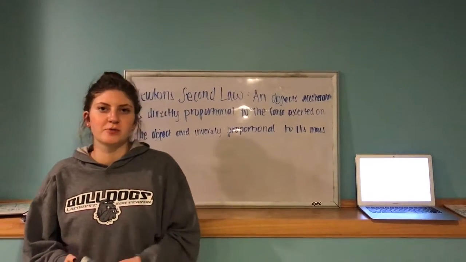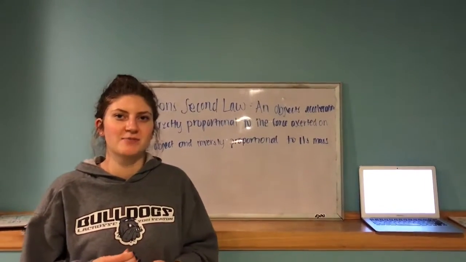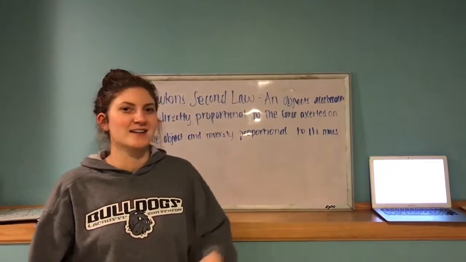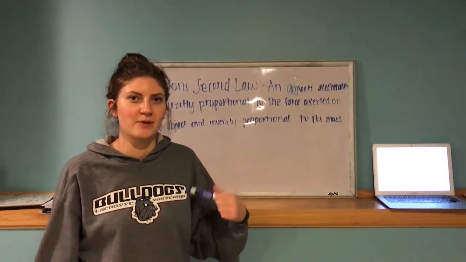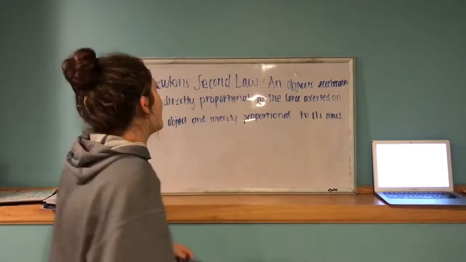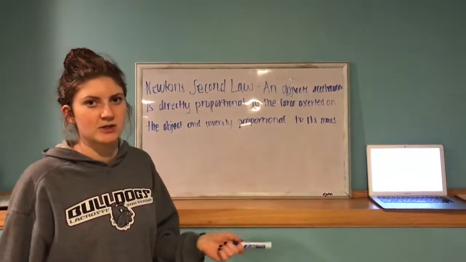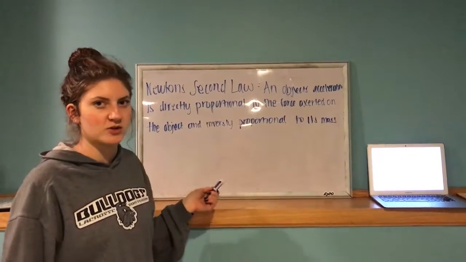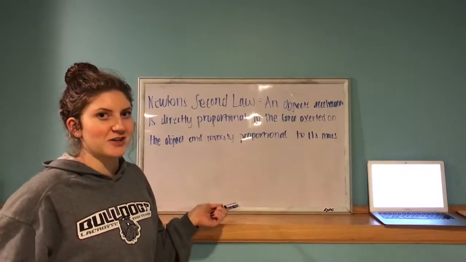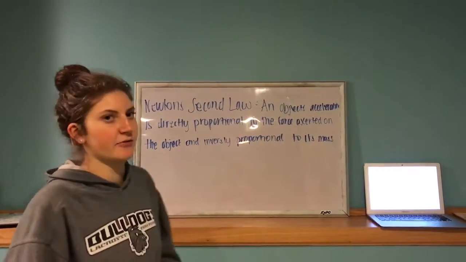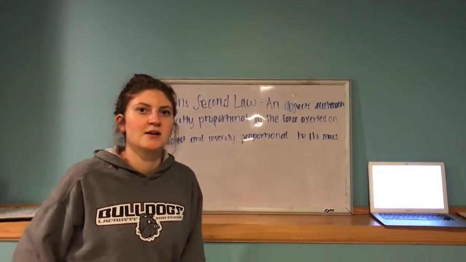For our project, we were trying to calculate the acceleration by using the mass of Callie standing on a scale while going up and down in an elevator. And we do this using Newton's second law, which says an object's acceleration is directly proportional to the force exerted on the object and inversely proportional to its mass.